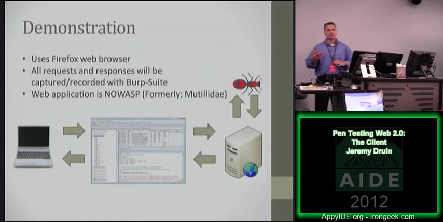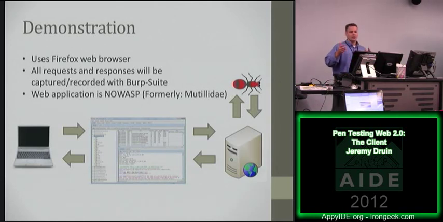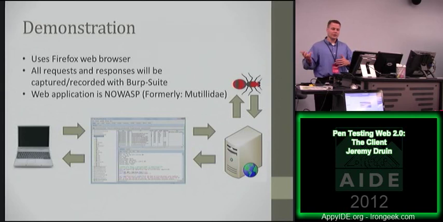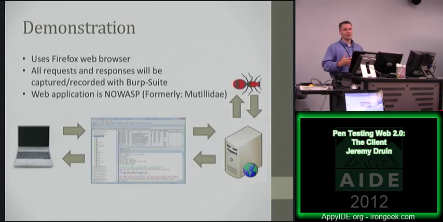So the basic architecture of the demonstration is going to be a Firefox browser that is talking to a web server running a web application called Mutillidae. Mutillidae is a deliberately vulnerable web application that has all of the OWASP Top 10 vulnerabilities in it, plus maybe another half dozen vulnerabilities that aren't necessarily in the OWASP Top 10. And it has a page in it that's specifically designed to test HTML5 web storage.